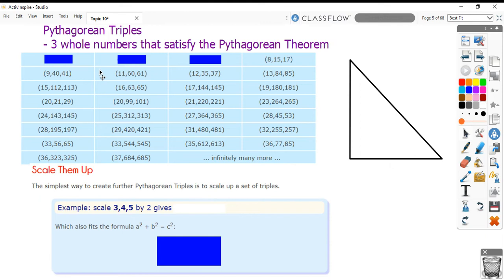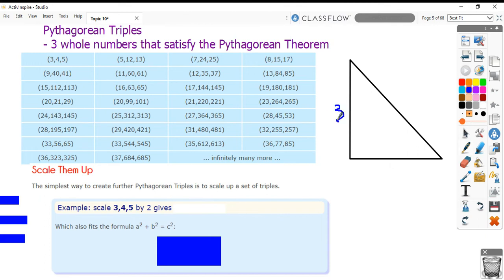However, the three most common ones, what you need to fill in on your paper, are 3, 4, 5; 5, 12, 13; and 7, 24, 25. Those are the ones you need to fill in on your paper, those three right across the top right here. I want to show you what that looks like.